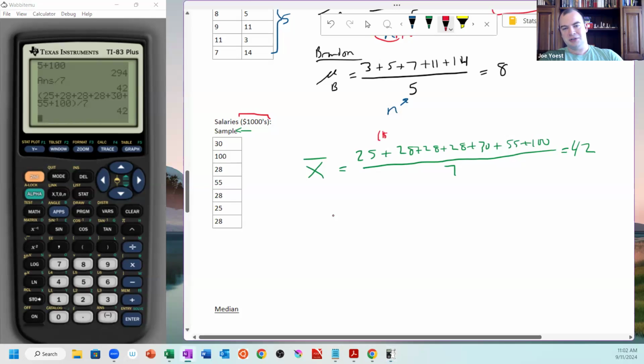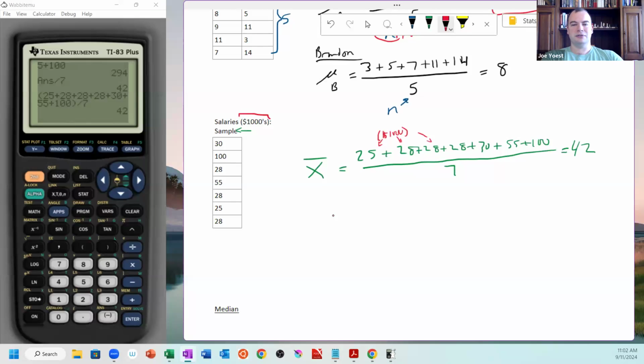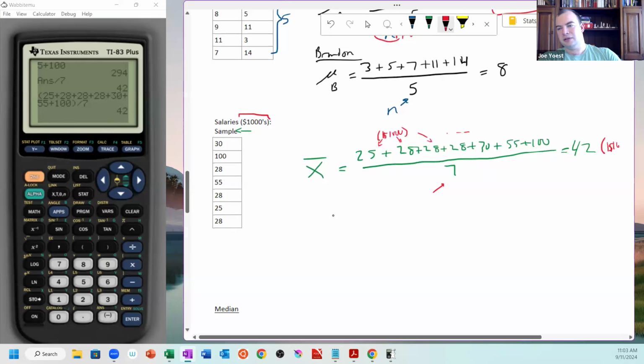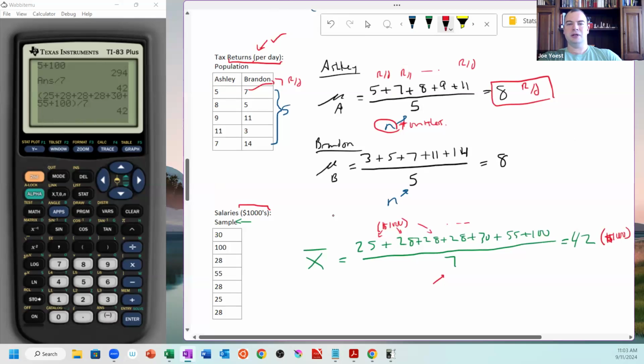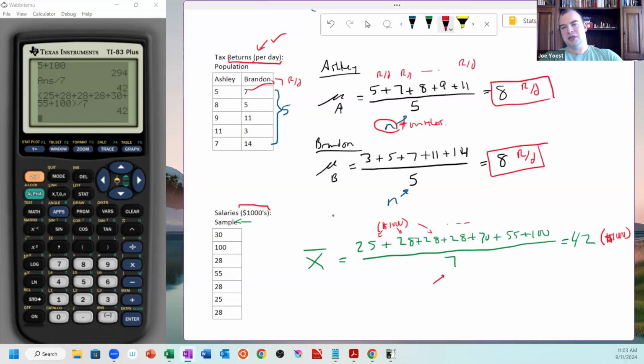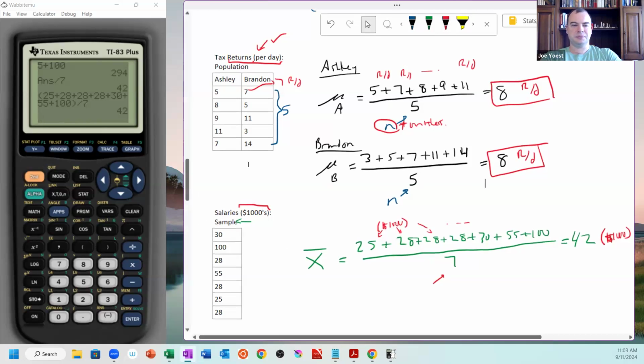So this is in units of thousands of dollars for the 25 and for the 28 and for all of these. Again, my denominator is just a counting number. It's just a unitless number. So that unit is carried over to my 42, my mean. My mean salary is $42,000. The mean returns for Ashley is 8 returns per day. For Brandon, also happens to be 8 returns per day. Any questions so far?